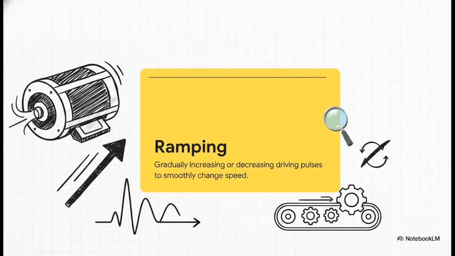But what about when we want to stop or just get up to speed smoothly? I mean, think about what would happen if you tried to instantly halt a machine that's spinning at 5,000 steps per second. It would literally tear itself apart. There's no way. And that's exactly why we use something called ramping. Ramping is a process where the controller progressively increases or decreases the driving pulses to accelerate or decelerate the motor on a smooth, gradual slope.